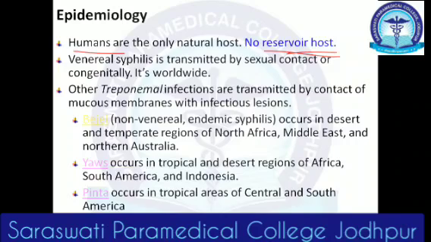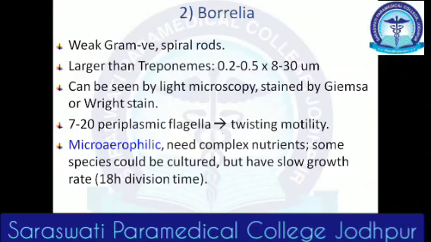Okay, so that's about Treponema pallidum. Now let us move on to the next type, which is Borrelia, also a gram-negative spirochete with a spiral rod-shaped structure. Again, they possess flagella, but instead of 3 flagella, as in Treponema, we have 7 to 20 periplasmic flagella, which provide a twisting, screw-like motility from one place to another.